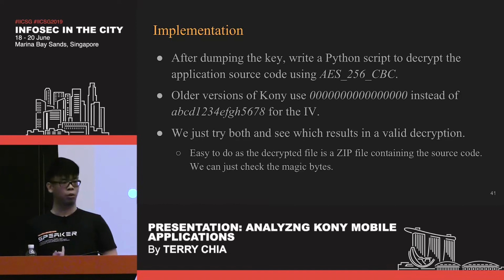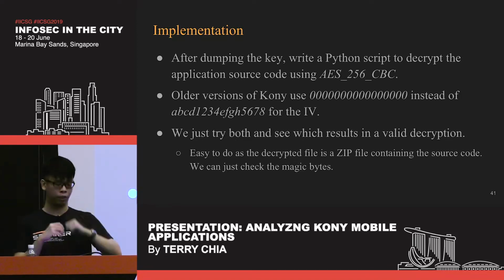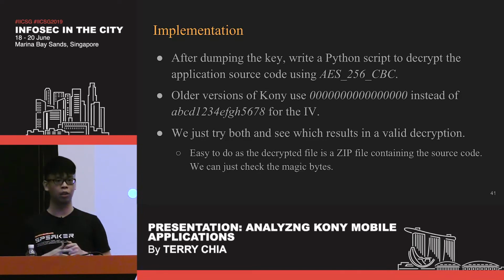One complication I ran into was that older versions of Kony, instead of the ABCD 1, 2, 3, 4 IV that I found, was actually using all zeros for the IV. However, this is quite simple to get around because you can just try both IVs and see which one results in a valid decryption. And this is especially easy to do because the decrypted output is supposed to be a zip file. So all we have to do is run the decryption process and check the first few bytes of the output. If it matches the magic value of a zip file, we can say that the decryption is successful and we can stop. Otherwise, we just try the other IV.